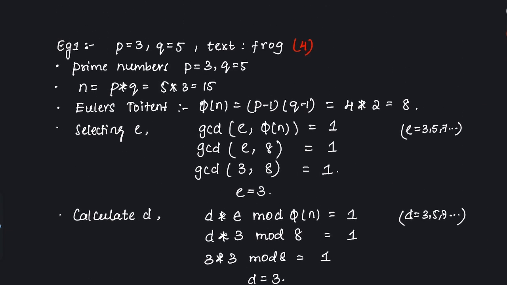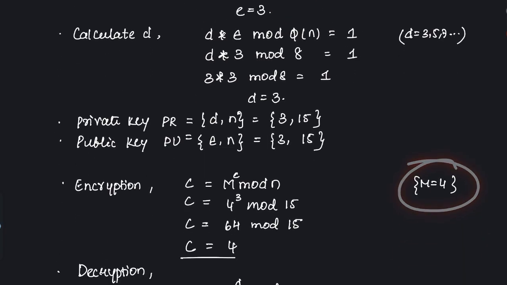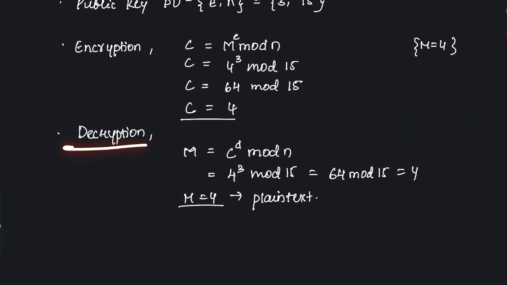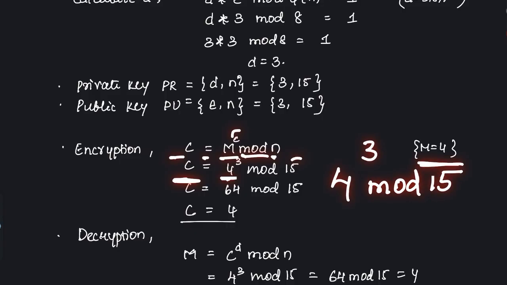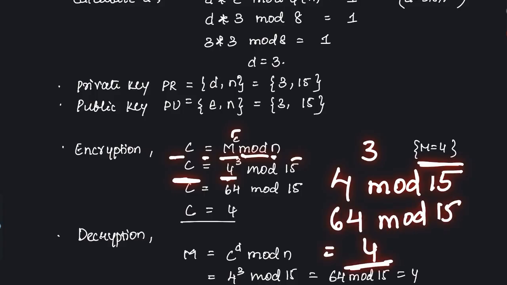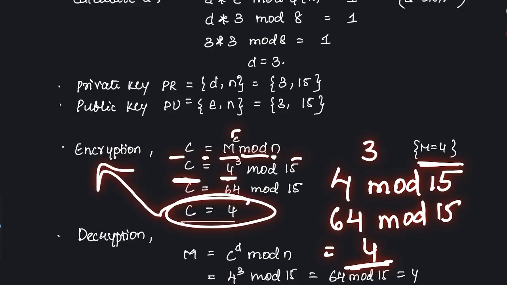M value is 4, total length is 4, FROG 4 characters. So I can write decryption M is equal to C power D mod n. Sorry, first the ciphertext which I have to obtain: C is equal to M power E mod n. So C is the ciphertext which I want. M value is 4. So 4 power 3 mod 15. 4 power 3 is 64. 64 mod 15, I get it as 4. So 4 is the ciphertext which I have obtained.